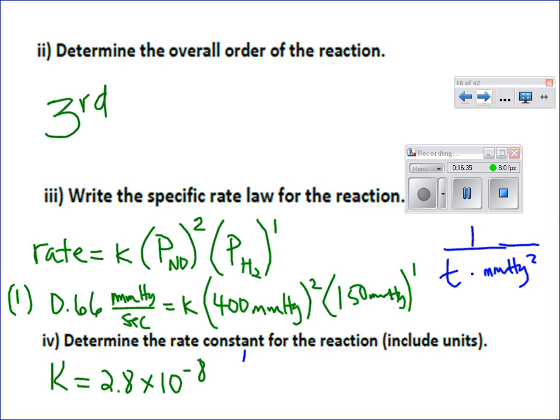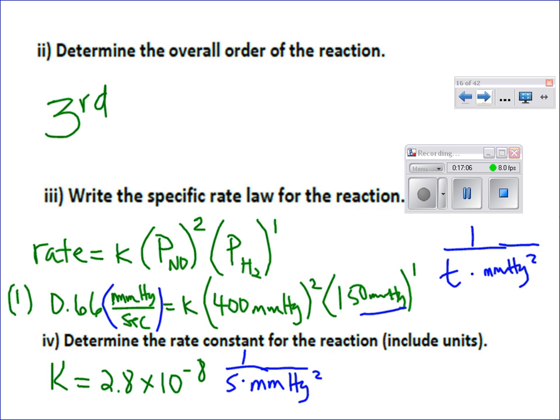So that is our unit, 1 over seconds times millimeters of Hg squared. Does that make sense? If I have millimeters of Hg, divided by this one here, that just gives me 1 over seconds, right? Then I divide by the square of them, I get 1 over seconds millimeter mercury squared. I like the shortcut a lot.